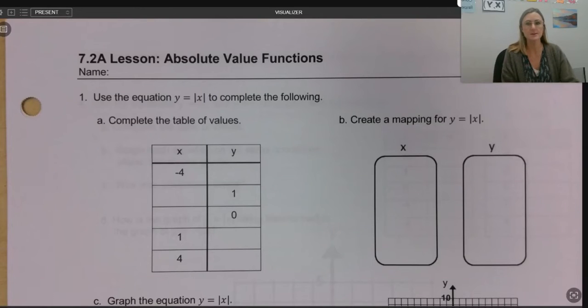Hi Math B, this is the 7.2a lesson on absolute value functions. This is on page 29 in your lesson notes. So go ahead and pause and get that out if you haven't already, because I am going to ask you to turn in your notes.